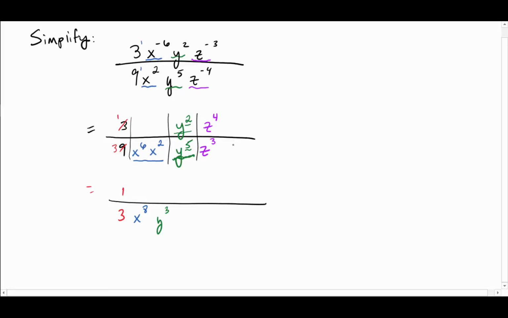Okay, and last but not least, I've got z to the 4th, z to the 3rd. That means those are going to cancel out to 1, all of them except for 4 minus 3 is 1, and that will end up on the top. Now I'll go ahead and just clean this up a little bit. There are no common bases on the top and bottom. I am done.